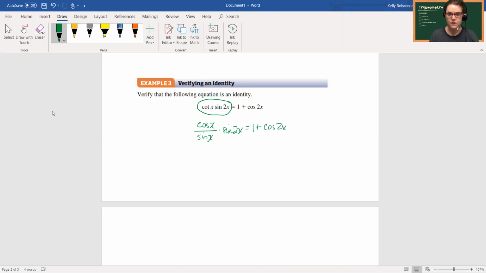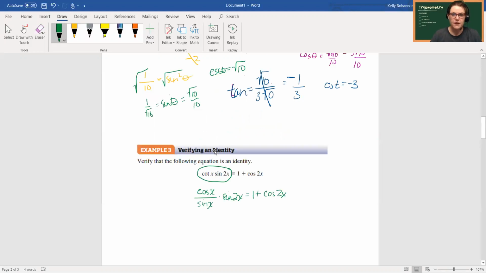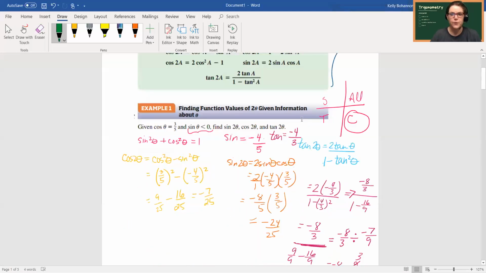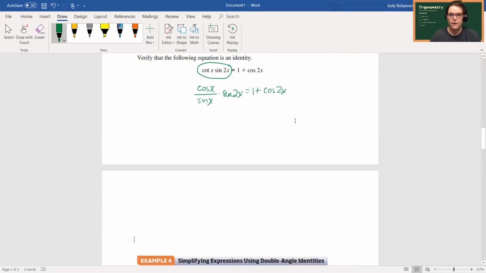I'm just working with the left-hand side right now, so I don't have to carry that down. In this case, I am going to use my double angle identity for sine 2x. So let me scroll up here and look at it real quick. It's 2 sine cosine, and in my examples it's a, but in mine it's x. So I'm going to do cosine x sine x.